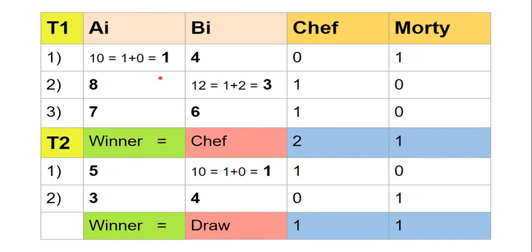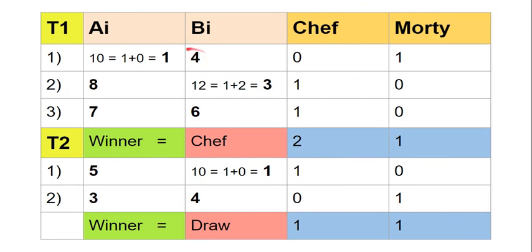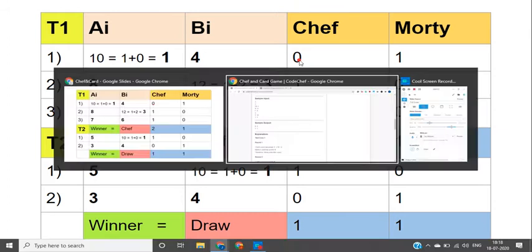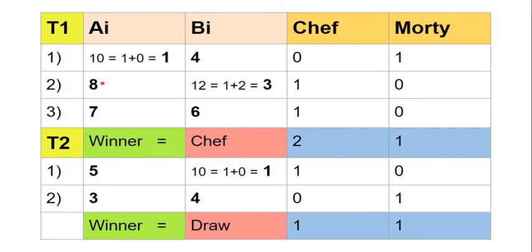Now basically you can see that the first was 10 and the second was 4. So when we add 1 plus 0, we get 1. We can clearly see it from here, right? So we can say that B_i is greater, right? So Morty gets 1 point and chef is still at 0. Now we move over here and we have 8 and 12. We write 8 over here for chef, and 12 is again 1 plus 2, which equals 3. And we can say that 8 is obviously greater, so chef is going to get 1 point, whereas Morty is going to get 0 points.